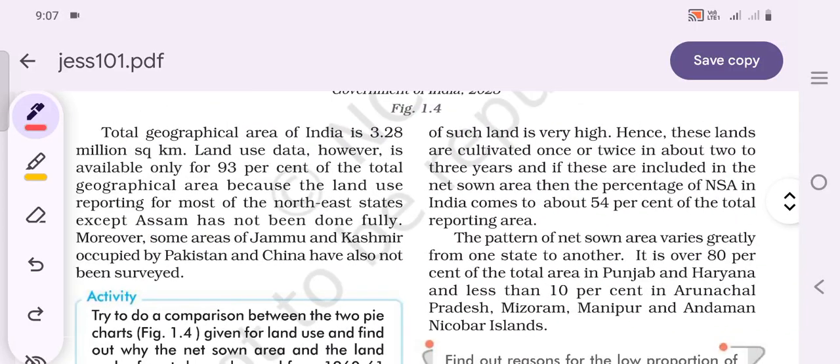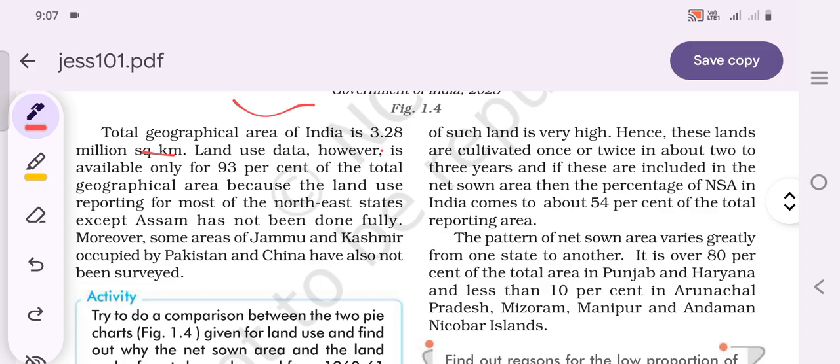Total geographical area of India is 3.28 million square kilometer. As you have well known, in class 9th, there was a chapter named India Size and Location. I hope you are familiar with that topic, and we have gone through that. Our India is covering a geographical area of 3.28 million square kilometer.